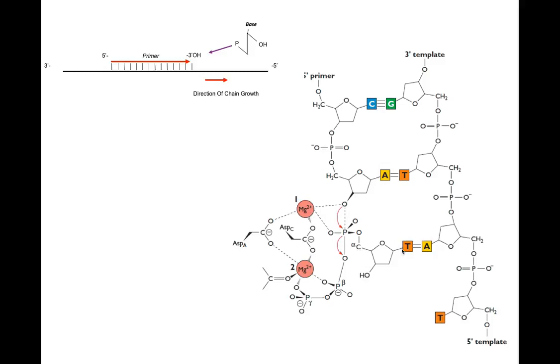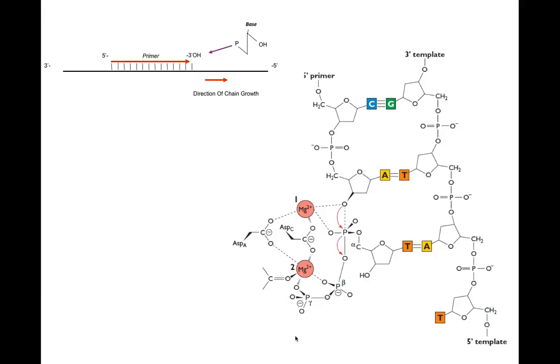So here is the base, the sugar, and then we have 1, 2, 3 phosphates. What ends up in the growing chain is a single phosphate. So we lose 2 phosphates here. And the reaction that accompanies that loss is shown here.